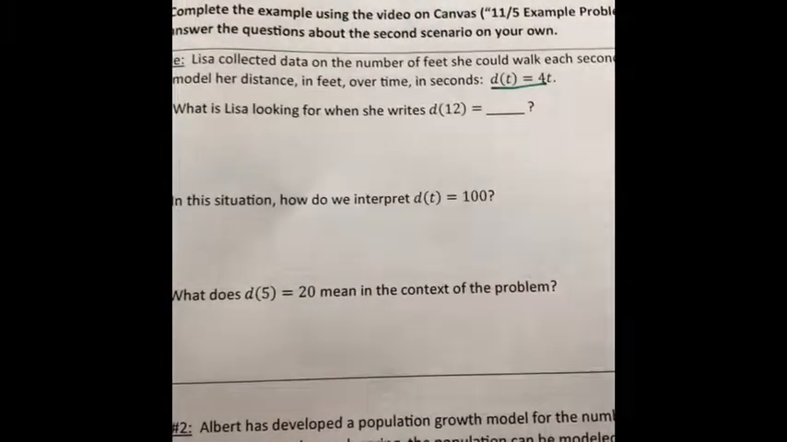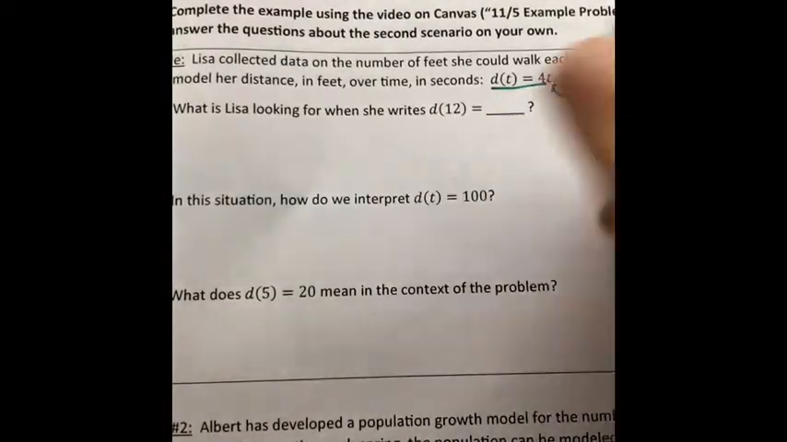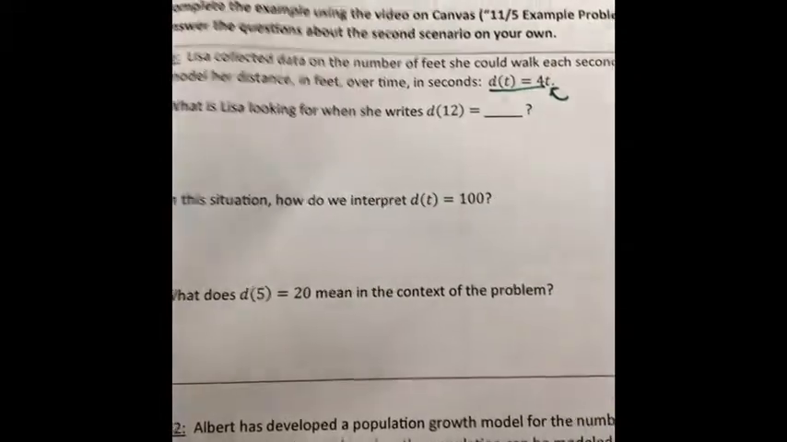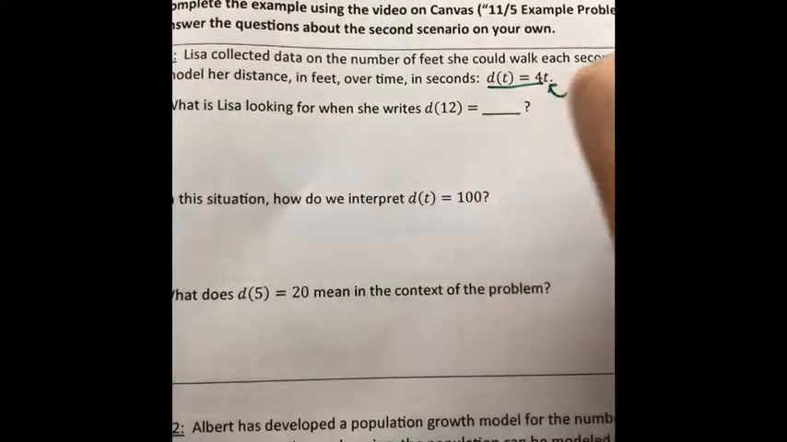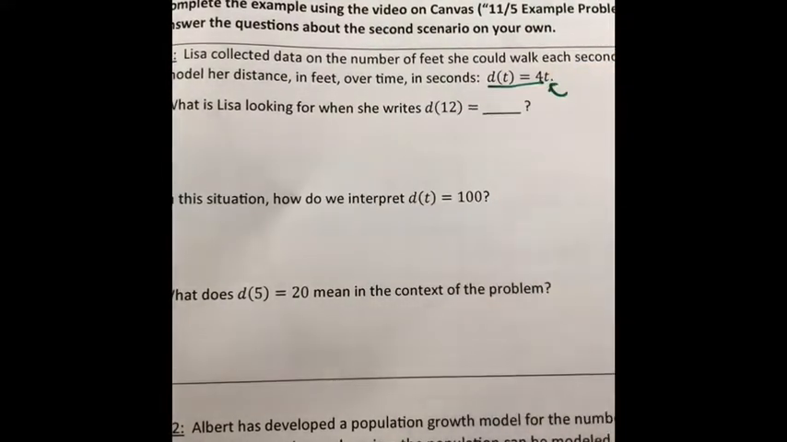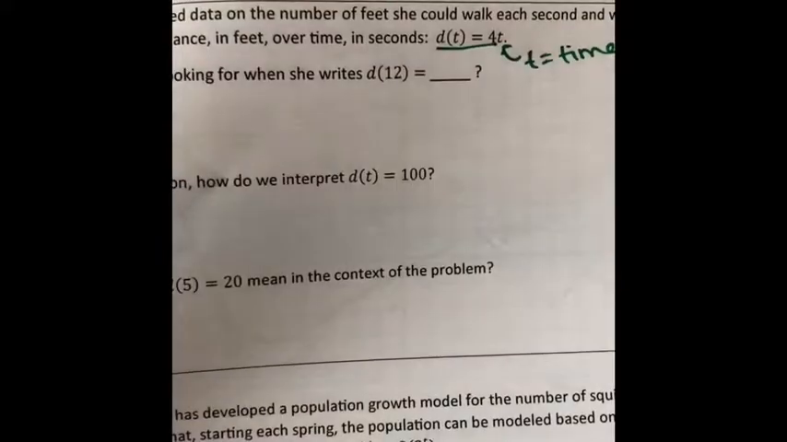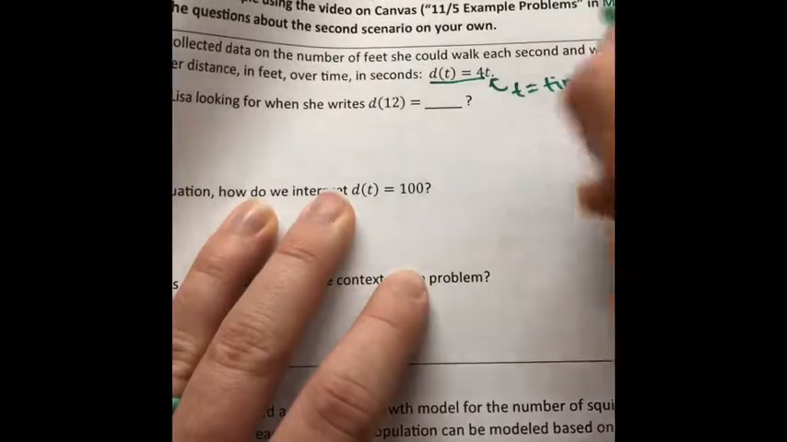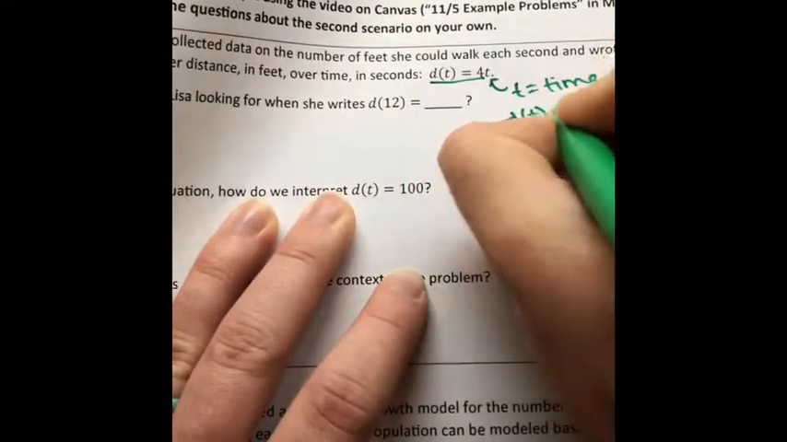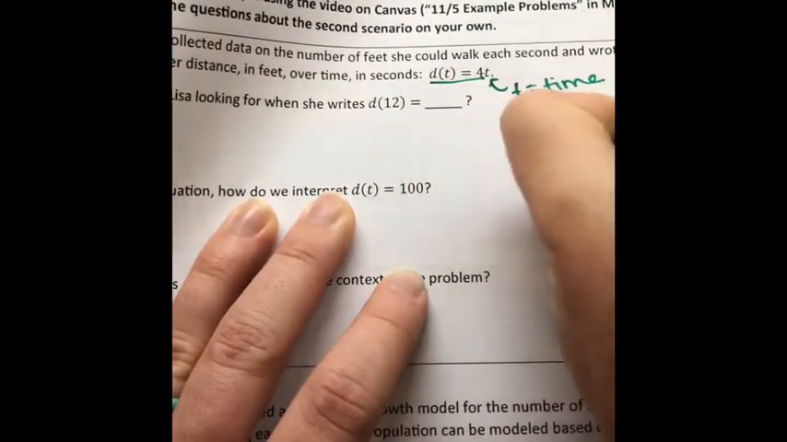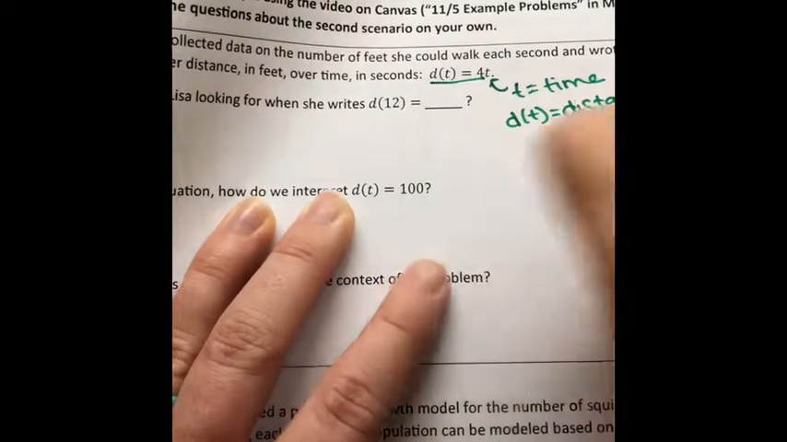So this means that the distance she can walk is related to the time. So t is time, and d of t is the distance at that time.